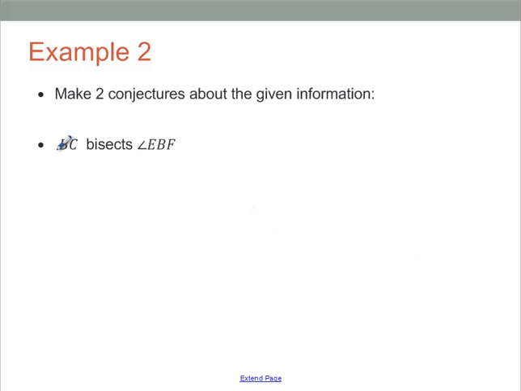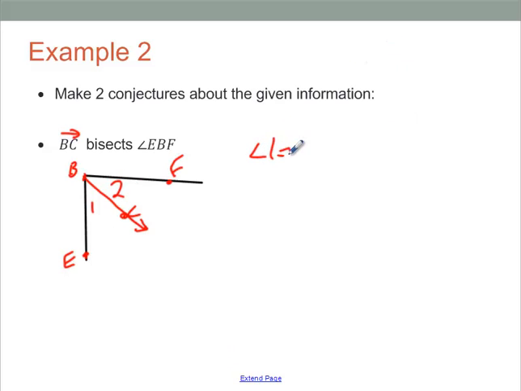Our second one, BC, let's put an arrow above this because it's a ray, bisects EBF. So we have a ray bisecting an angle. So let's draw our angle. And let's label it. E, B, F. And we have a ray bisecting it. Now remember, bisecting means splits perfectly in half, so I'm going to write these as angle 1 and angle 2. We know that angle 1 is congruent to angle 2.